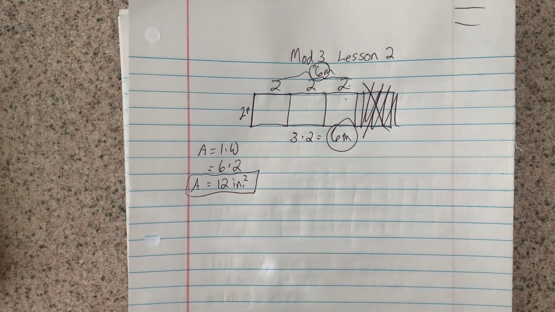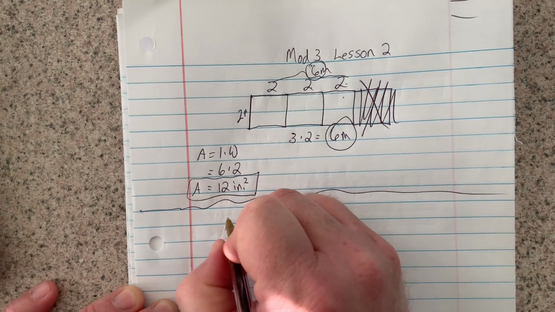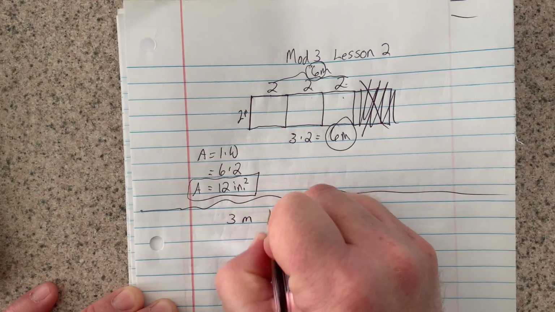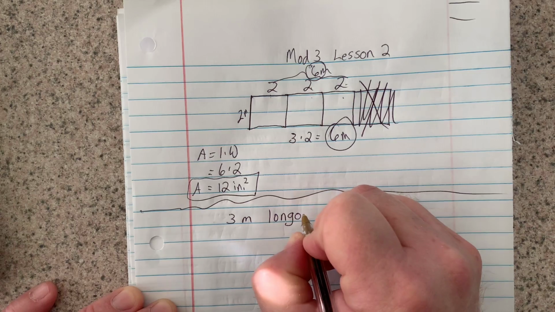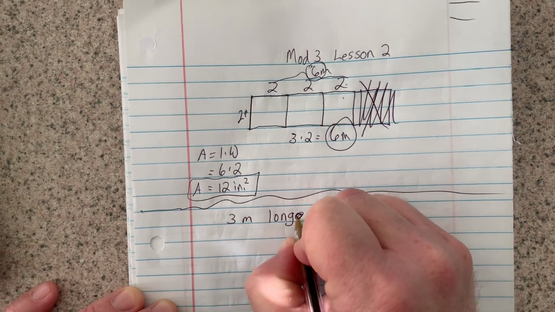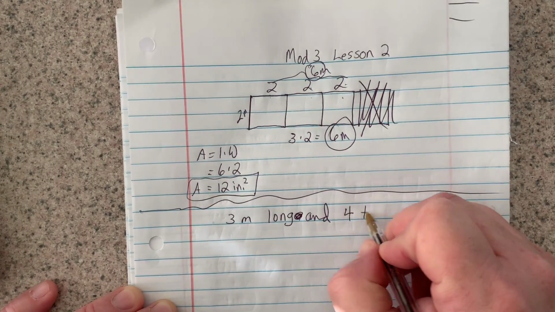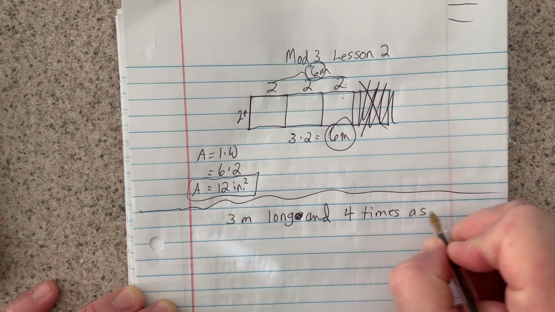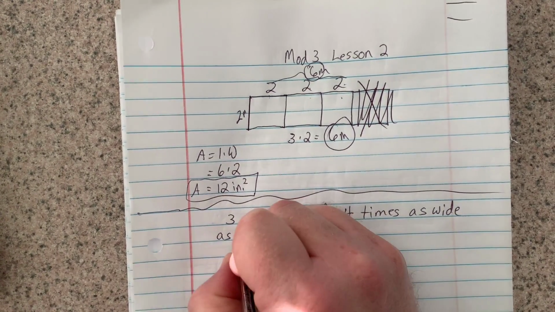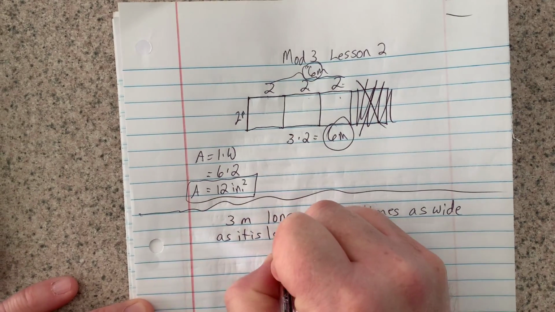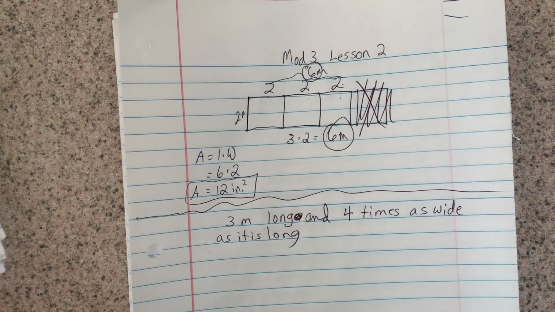Now, if you have a rectangle that is 3 meters long, and 4 times as wide as it is long. Okay, so let's draw this out and see what we come up with.